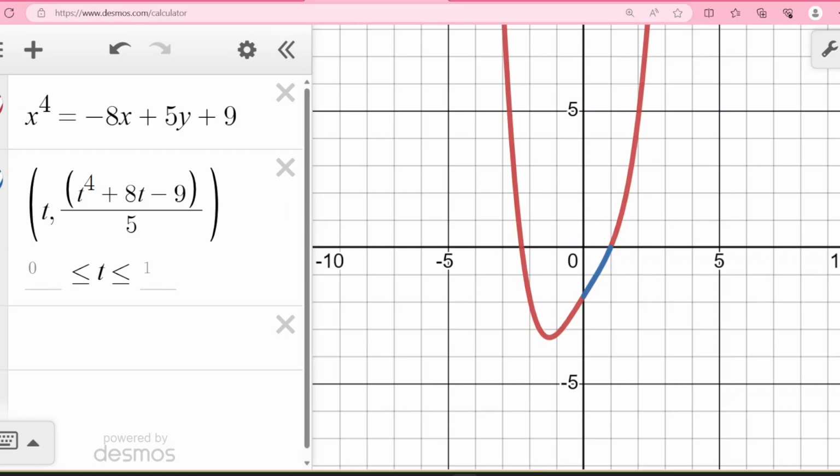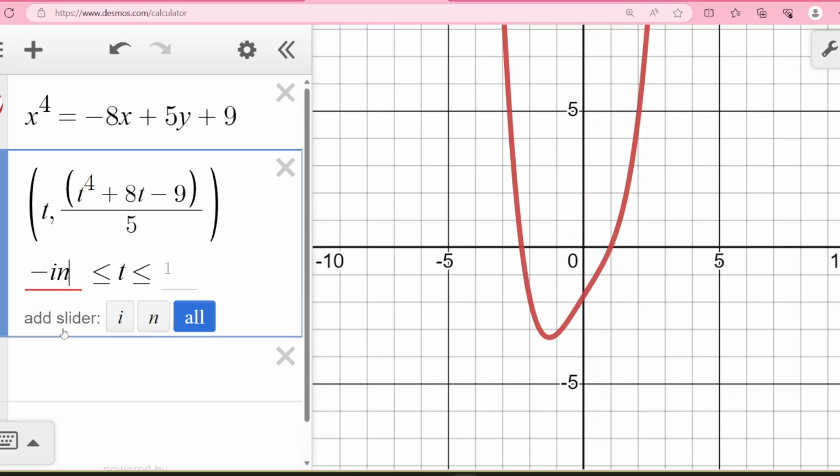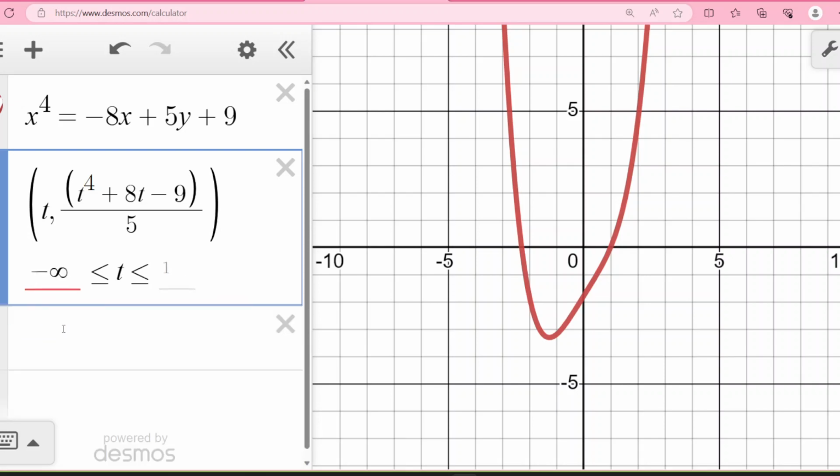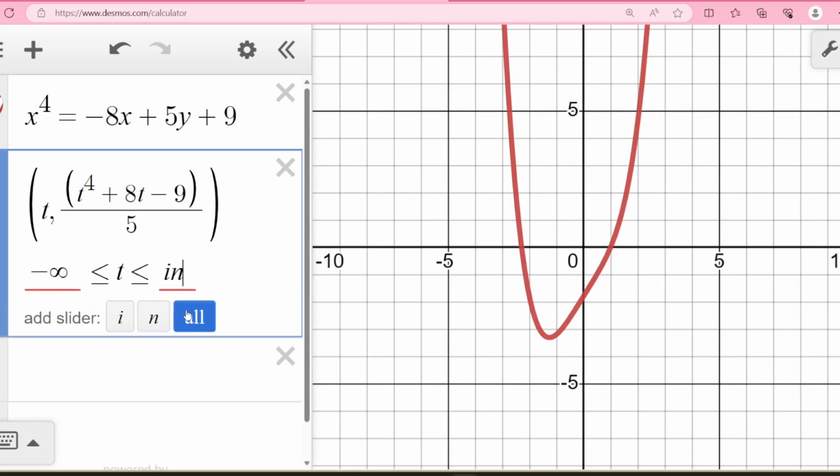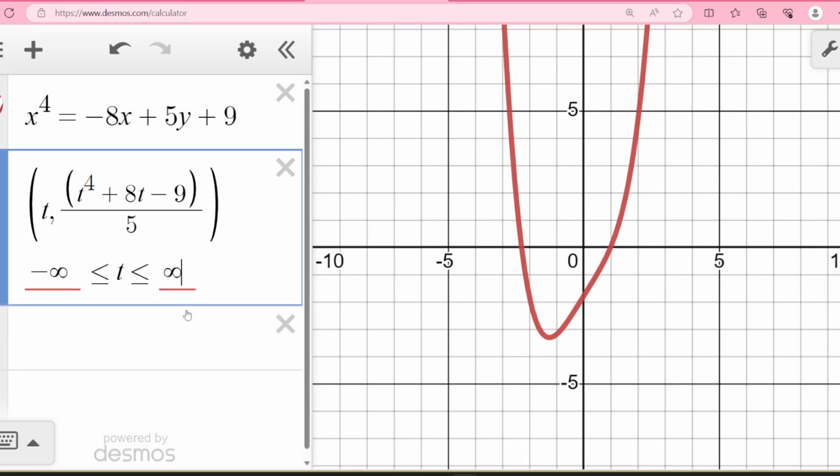So if I wanted to get more of this red curve, I would just change it. Now you could just say have t be all real numbers, but on the Desmos calculator, I can't put in infinity. If I try negative infinity to infinity, I don't think anything's going to come up. Yeah, so nothing really happens there. It says invalid domain, try using an actual number. So I can't just put in all real numbers.